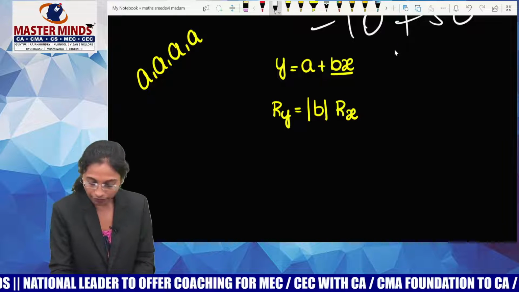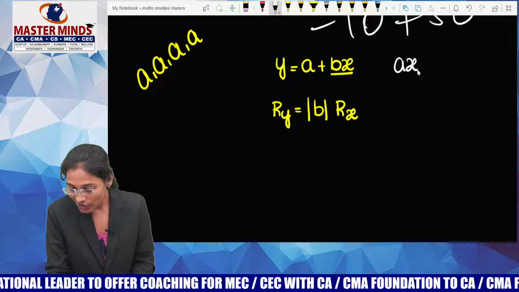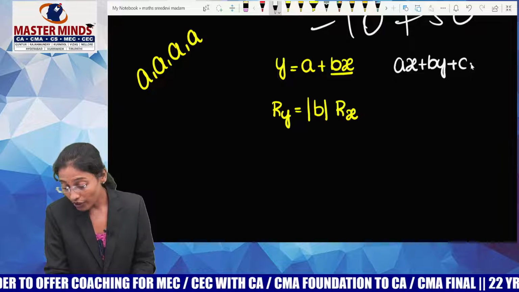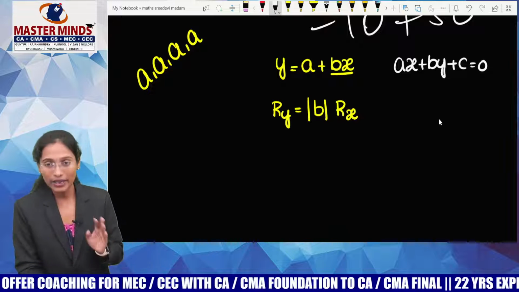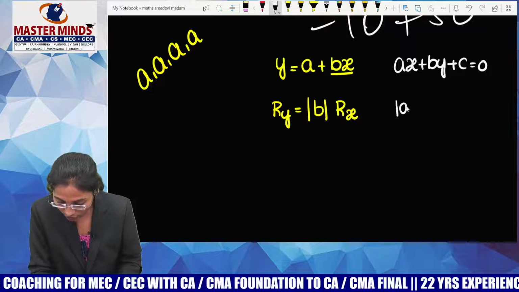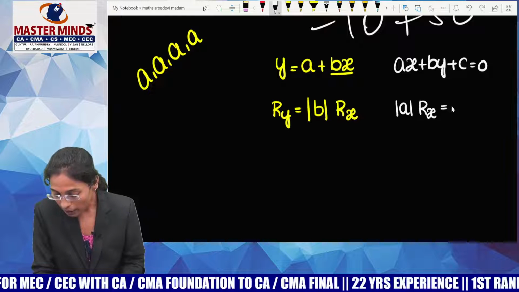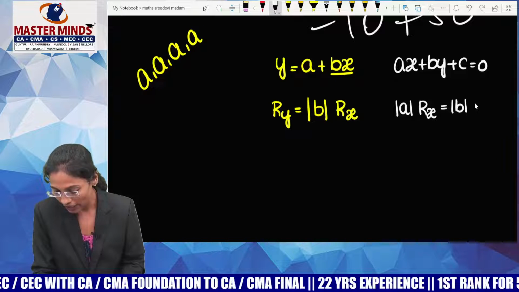For example, if you come across an equation like this, ax plus by plus c equal to 0, guys, forget about all the signs. Simply write mod a into range of x is equal to mod b into range of y.